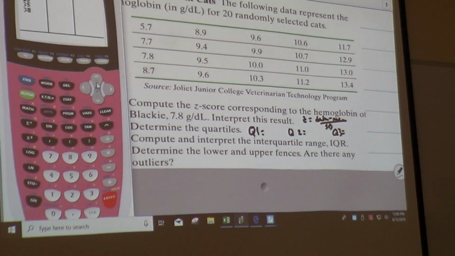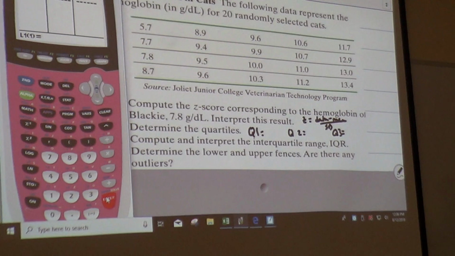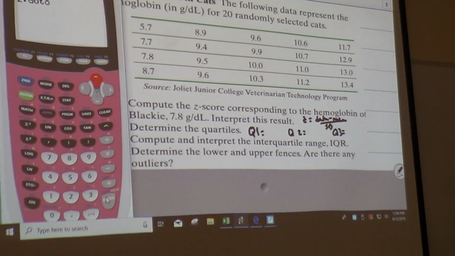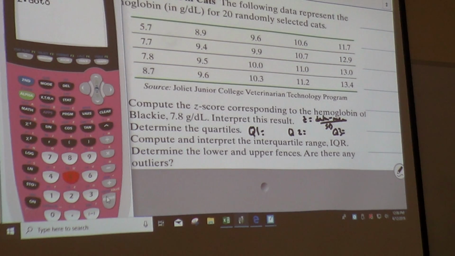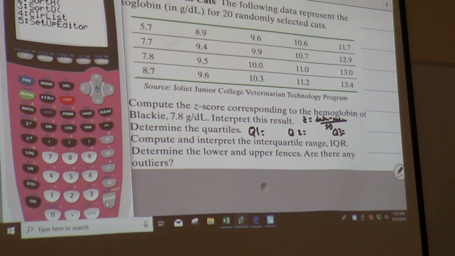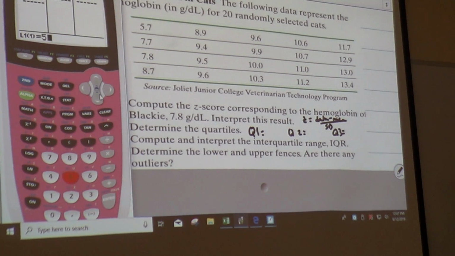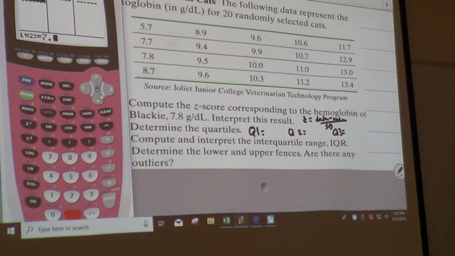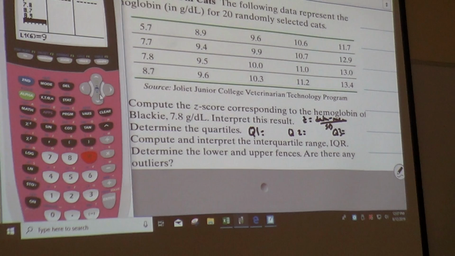I'm going to stat edit, go to the top. Doesn't matter if I go across or up and down. It just did 7 for the one that's supposed to be 7.7. Thank you. Keep an eye on me. Yeah, I did 0.7. 7, 8, 8, 7, 8, 9.